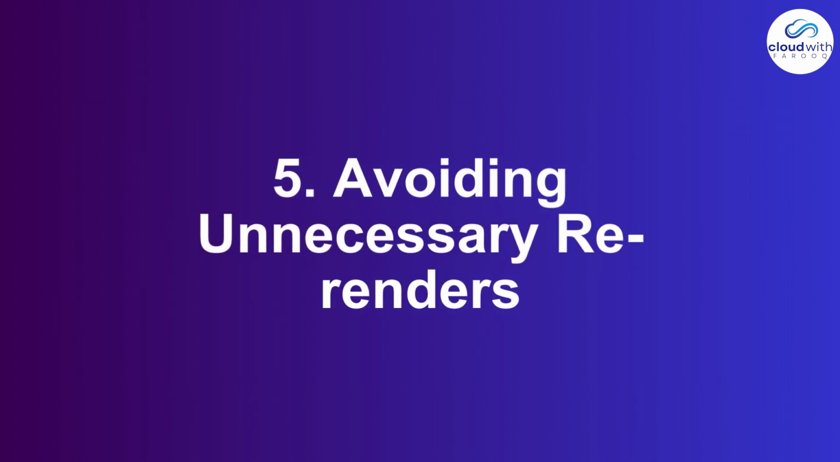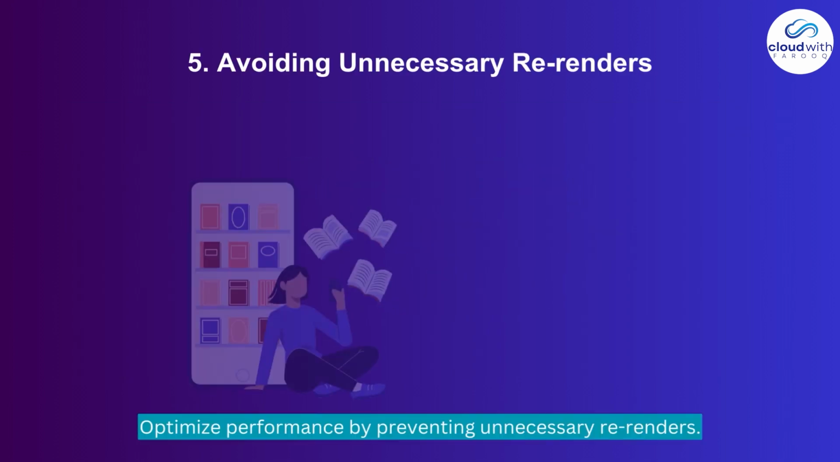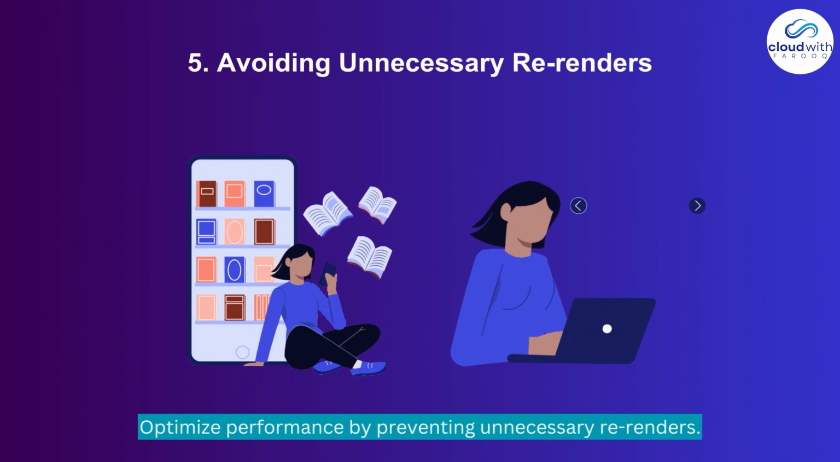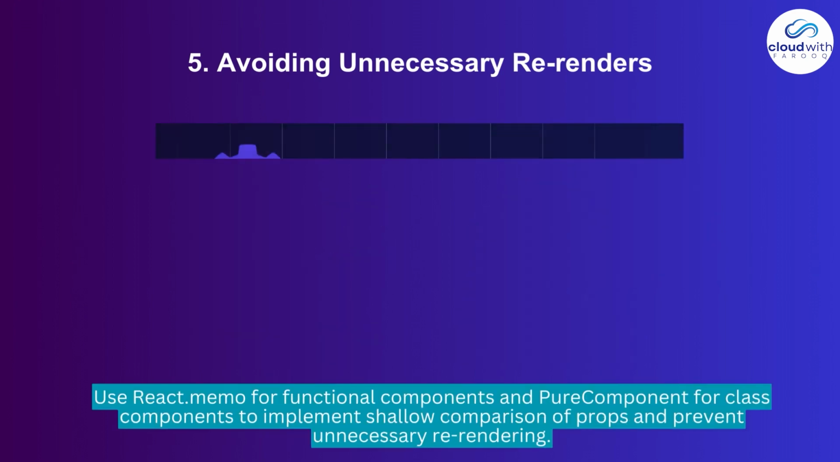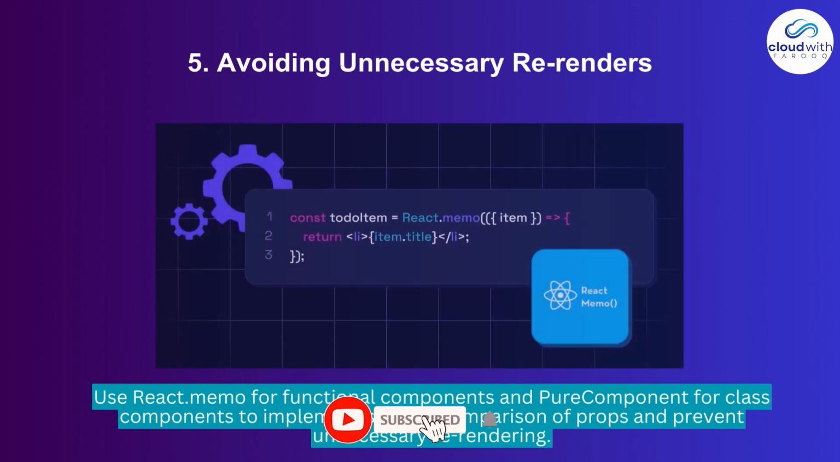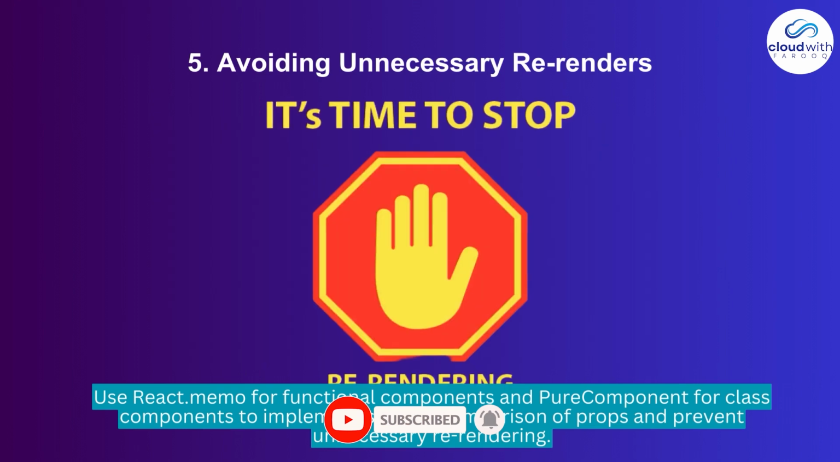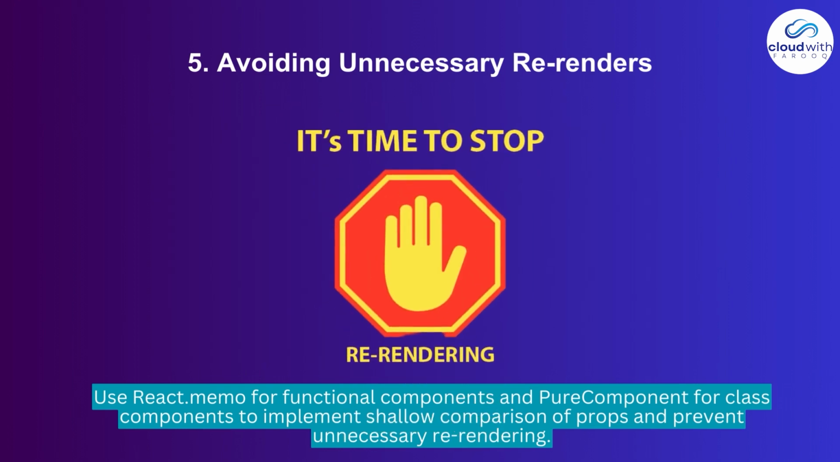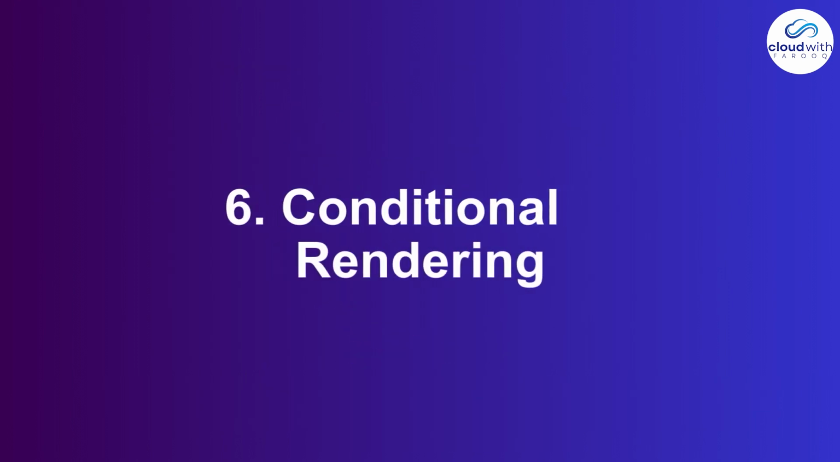Number 5. Avoid unnecessary re-renders. Optimize performance by preventing unnecessary re-renders. Use React.memo for functional components and PureComponent for class components to implement shallow comparison of props and prevent unnecessary re-rendering.